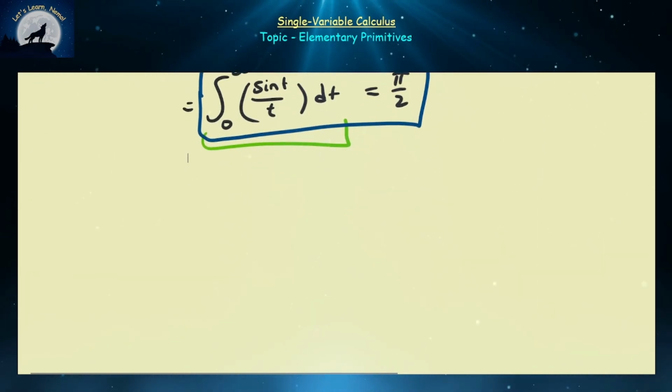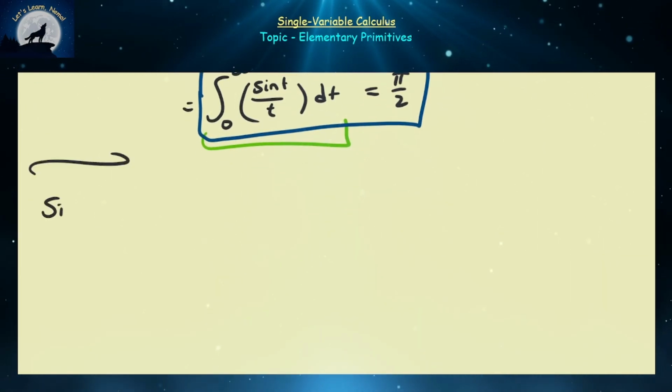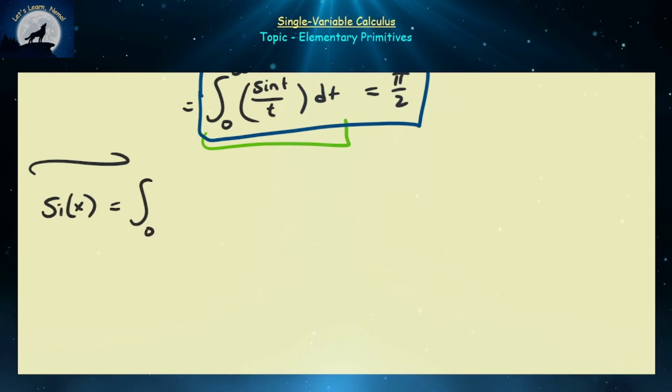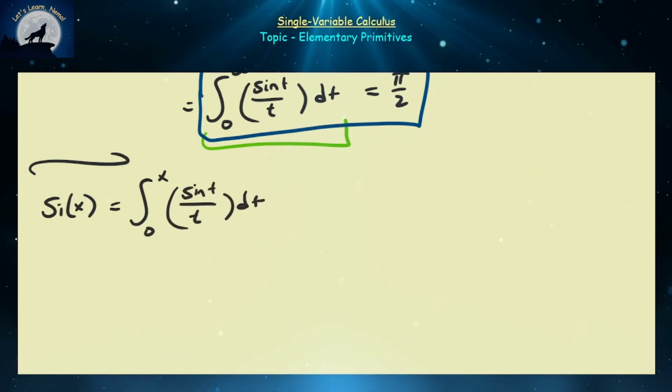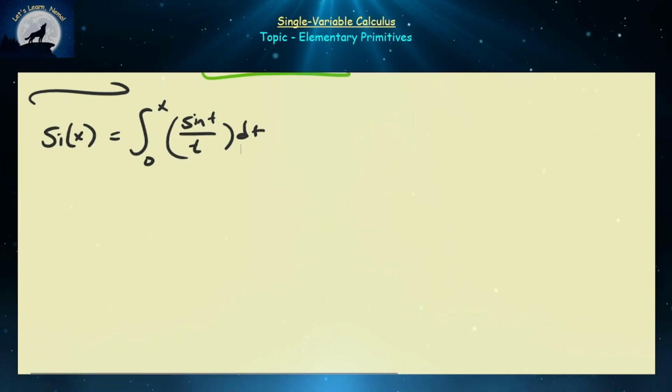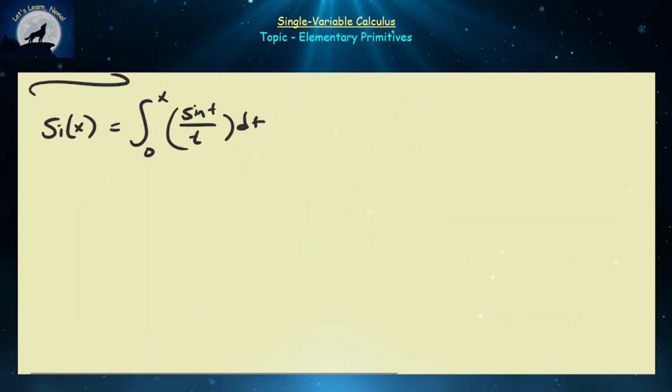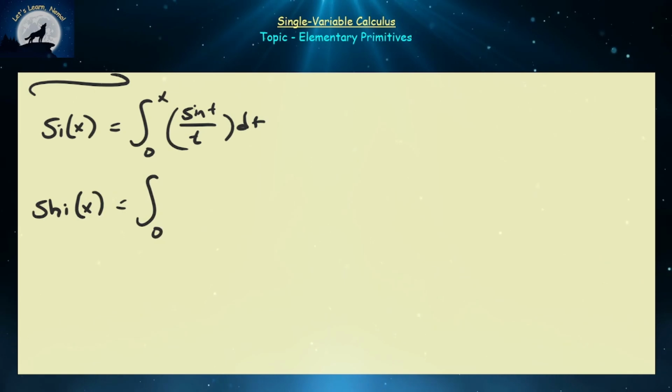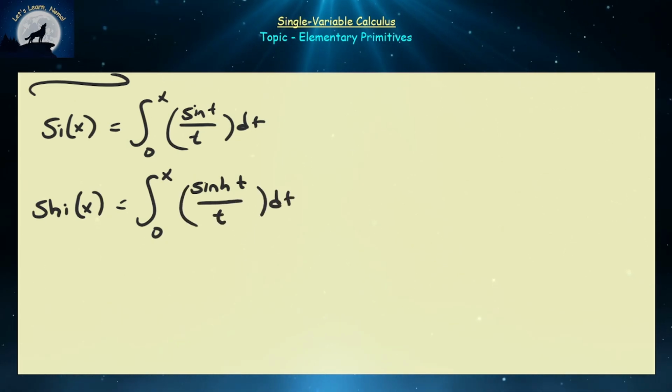So we have the sine integral function, which is the integral from 0 to x of the sine of t over t dt. And we have a couple of other integrals that I want to mention. There's a cosine integral function, but I don't want to bring that character up now. But we have this function, shi of x. This is called the hyperbolic sine integral. So this is the integral from 0 to x of the hyperbolic sine of t over t dt.